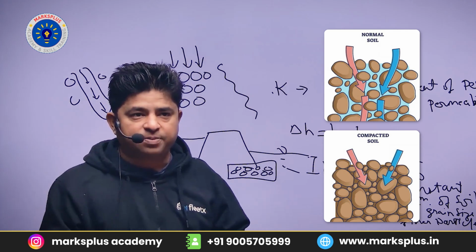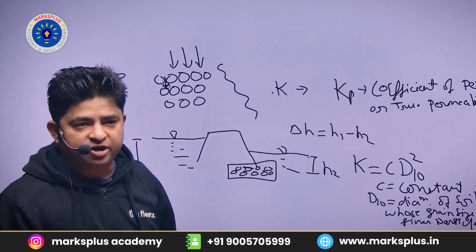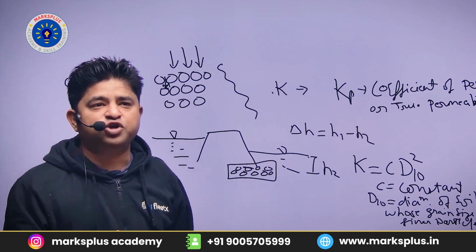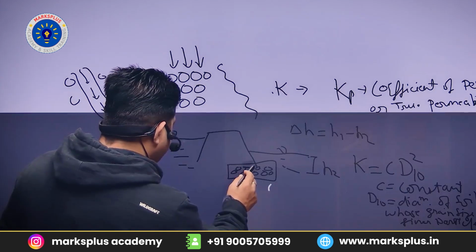To prevent piping, to prevent the failure of a dam, we should design a filter, and for designing the filter we should understand the permeability. What is the permeability of that particular soil? We have to understand this one important thing.